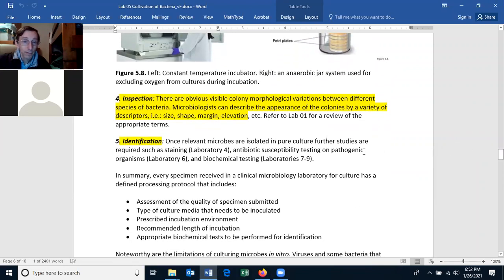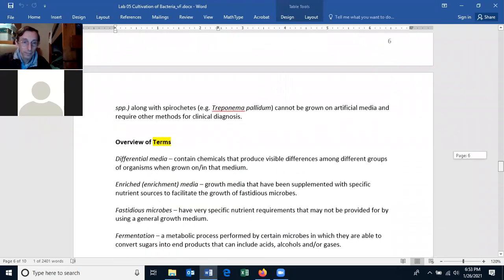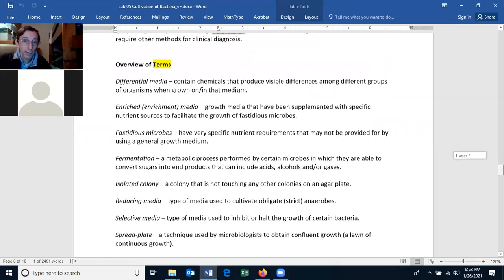You then inspect the culture to make sure that there's obvious visible colony growth, and then look for differences. And then to identify the organism, you run relevant microbiological tests. And that would be identification. So you should know the terms of this lab.